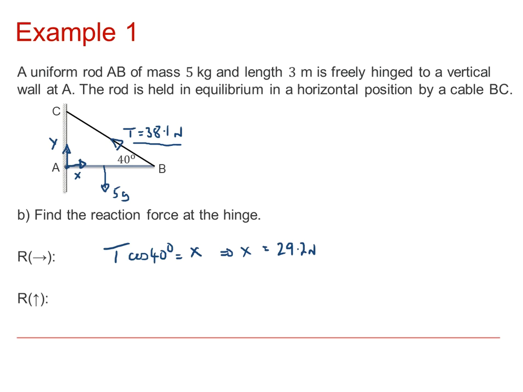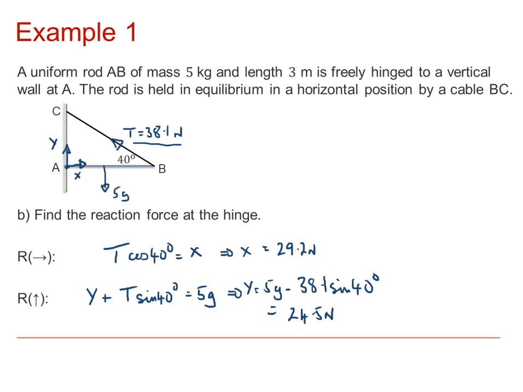In the vertical direction, we've got upwards Y and the other component of T, which will be T sine 40 degrees, and that must be equal to 5g, which is the weight acting downwards. And therefore Y is equal to 5g minus T sine 40. Remember we know that T is 38.1. That gives a value of Y equal to 24.5 newtons.